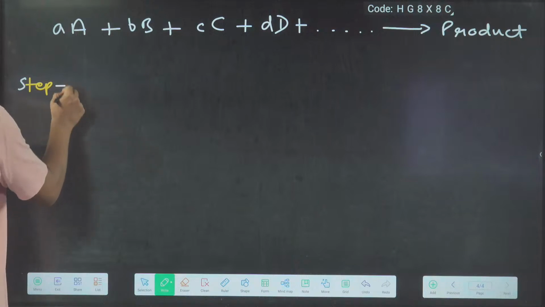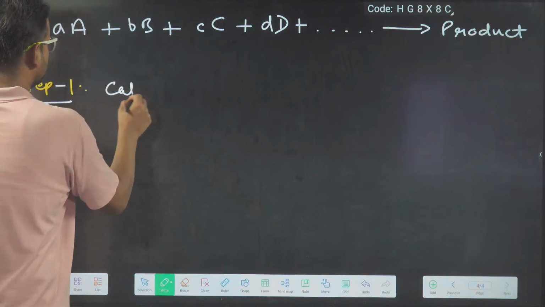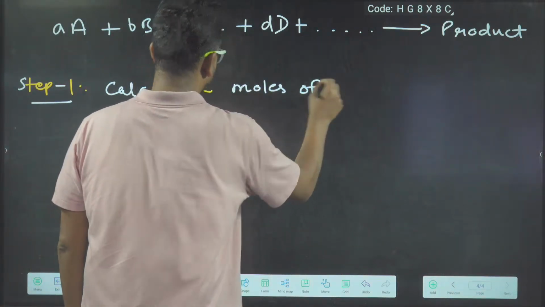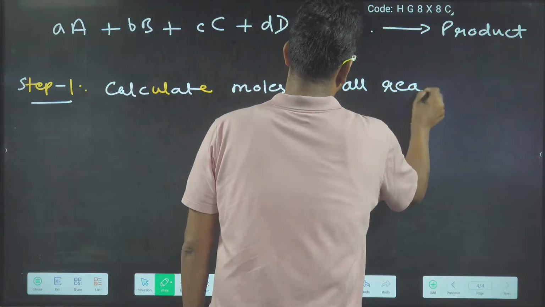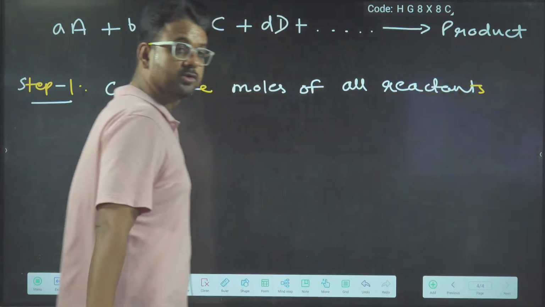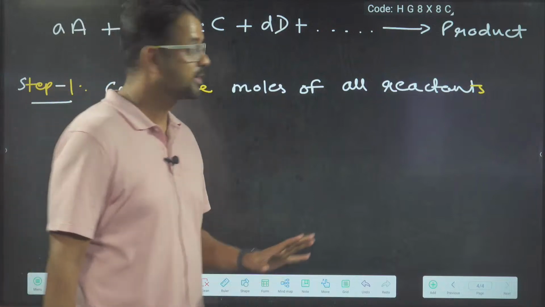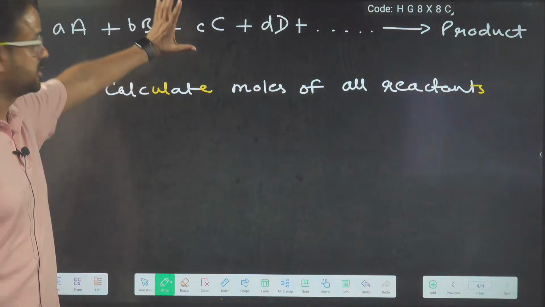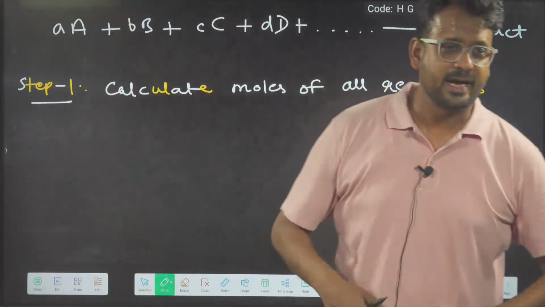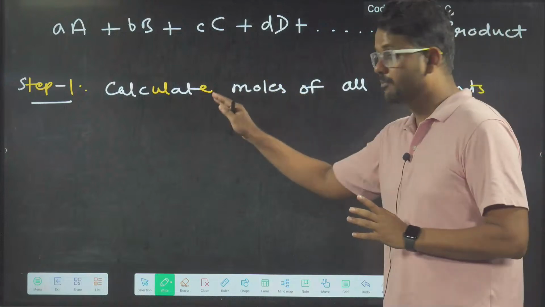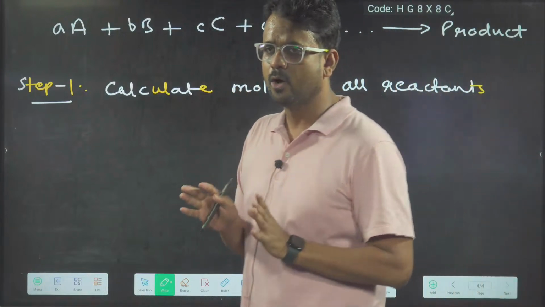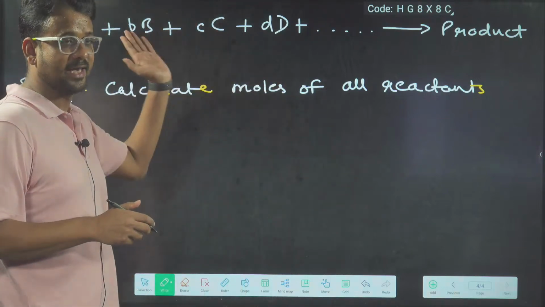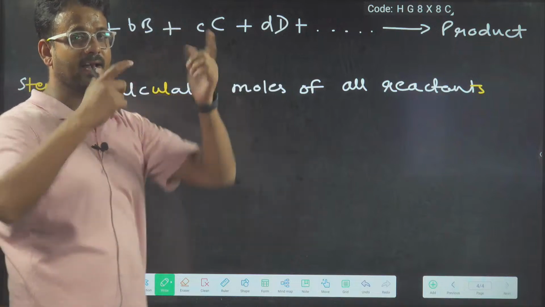Step one is calculate moles of all reactants. Now in the question, of course you have to write this. Then after this you will come back to those questions and solve them. This you have to write, or you can understand it also. Step 1 is calculate moles of all reactants. Now in the question which I gave you, the examples which I took earlier, I had directly given you the moles.